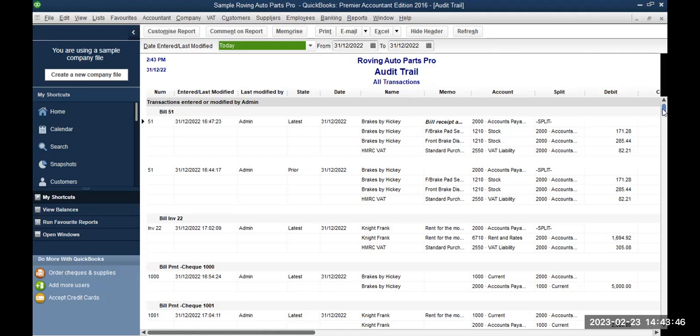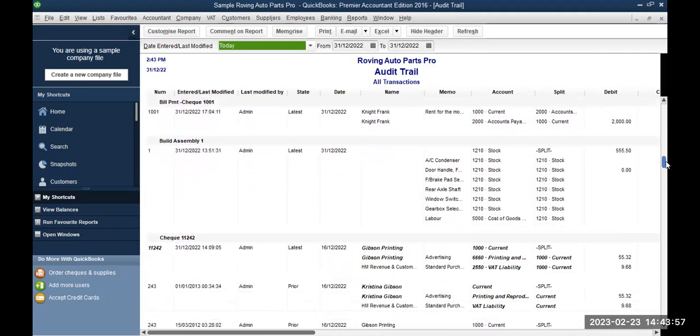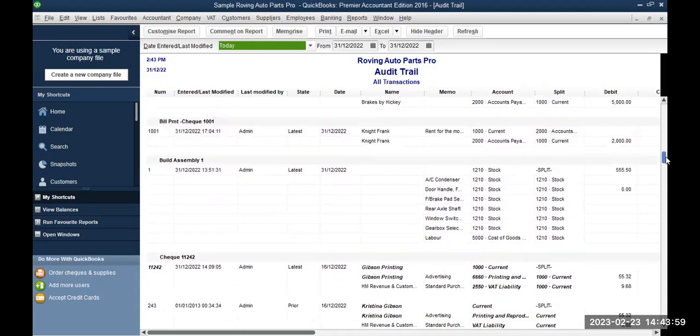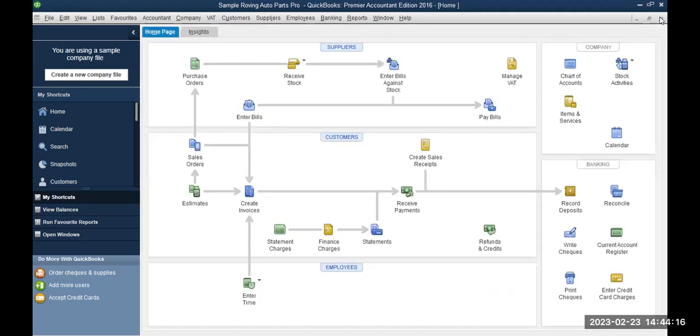So if you have more than one user, you'll see the person who modified the report. In this file, the only user is the admin. But in a scenario where you have more than one user, you will have the list of all the transactions that have been posted. If it's the same, that will just be the one that shows. But if there's any change, it will show the latest and the prior one that was changed. So this just helps you to see who is doing what at what time in your system.